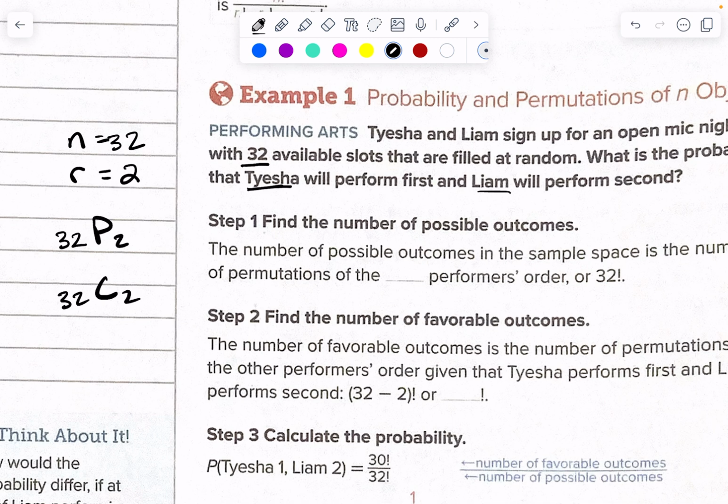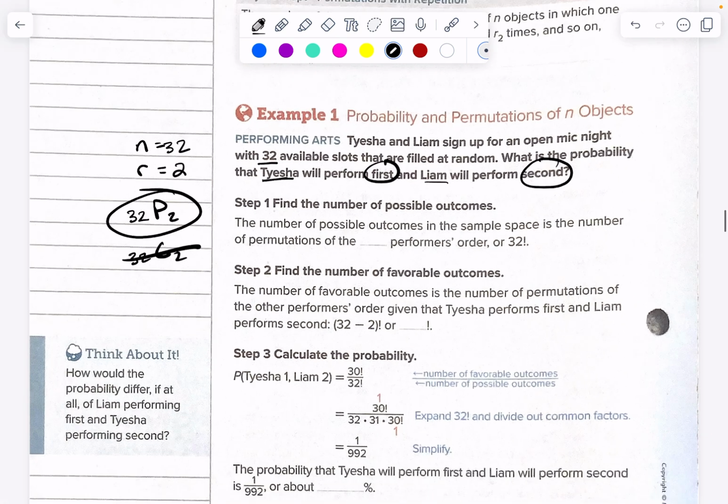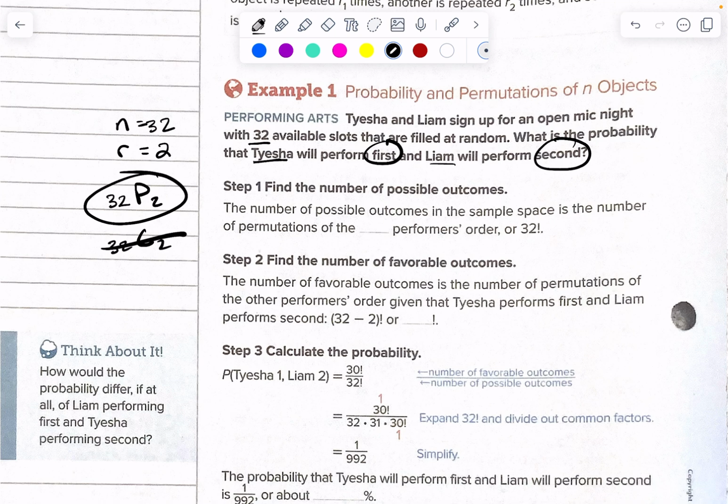Okay, Taisha will perform first and Liam will perform second. Does order matter? Yes, first and second are going to be different, so I'm going to use P instead. Okay, and 32P2 is going to be a huge number. It is 992.